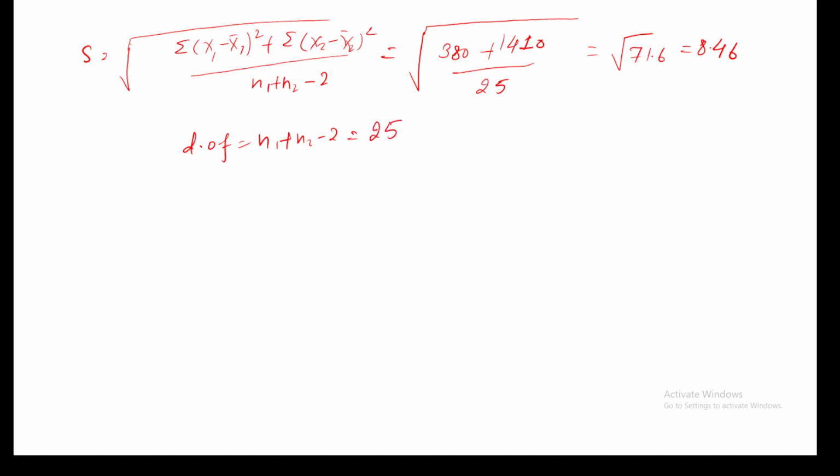25. Now we will calculate the T in mod. Anyway, that value will always be positive, even though the value is coming negative. So we have to take the positive value. What is the formula? X1 bar minus X2 bar into S, N1, N2.